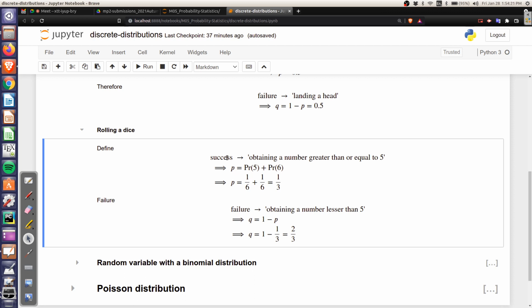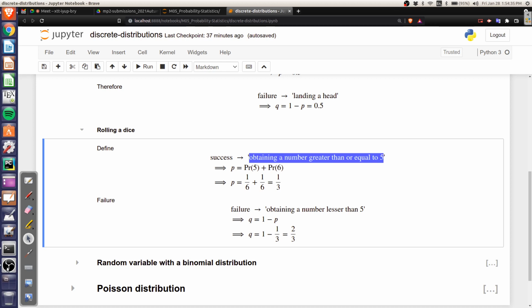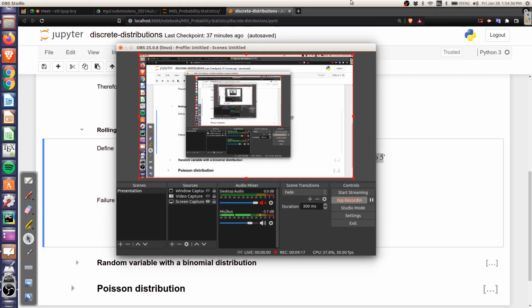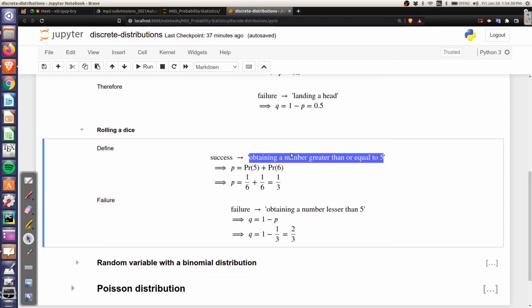So you define success. If you get 5 or 6, that is success for you. Anything less than 5, that is failure for you. So in case of rolling a dice, you define your success as obtaining a number which is greater than or equal to 5. Okay, so that's how you define success.